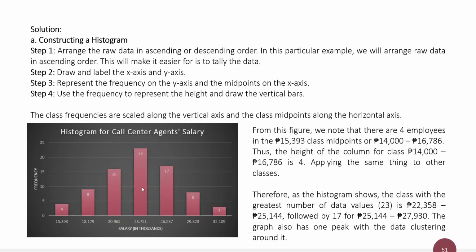Okay, so dito, madali na natin na describe kung ano yung ibig sabihin ng ating data by the use of histogram. Okay? So, next.